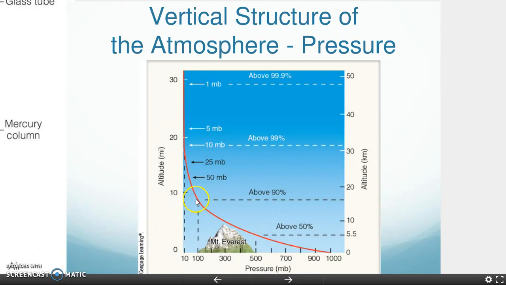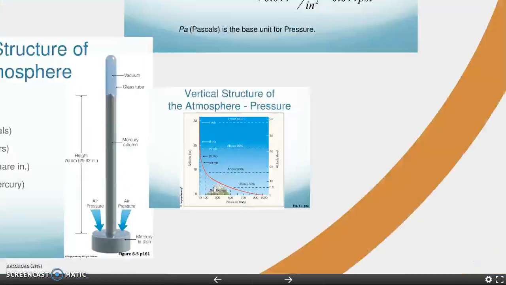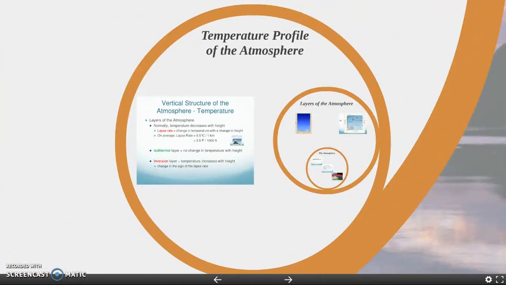And if you get to about 9 miles, then you'll be above 90% of the atmosphere. And then up to about 18 or 19 miles, you're above 99% of the atmosphere, and so on. It continues to have an exponential type of decrease. All right, that's what the pressure looks like.